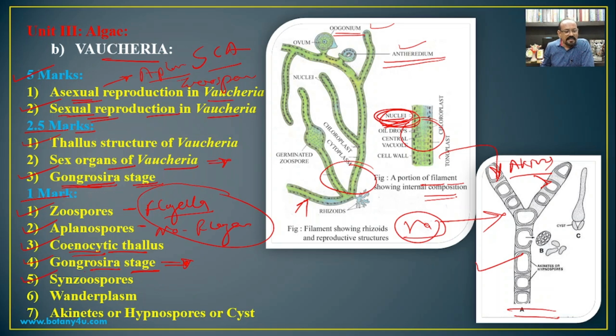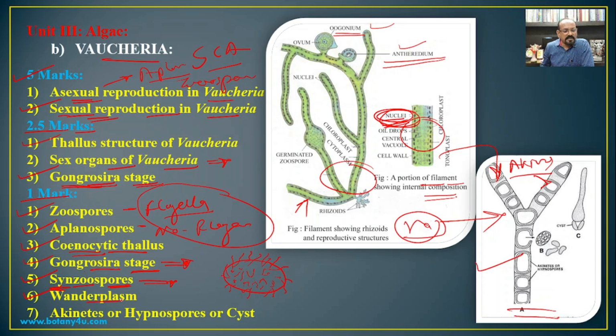Then the fifth one, that is synzoospores. Here the zoospores of Vaucheria are provided with many flagella, and two flagella develop from each nucleus, and hence it is considered a combination of many zoospores forming a single structure, and hence it is known as the synzoospore, which germinates and gives rise to the new thallus of Vaucheria.